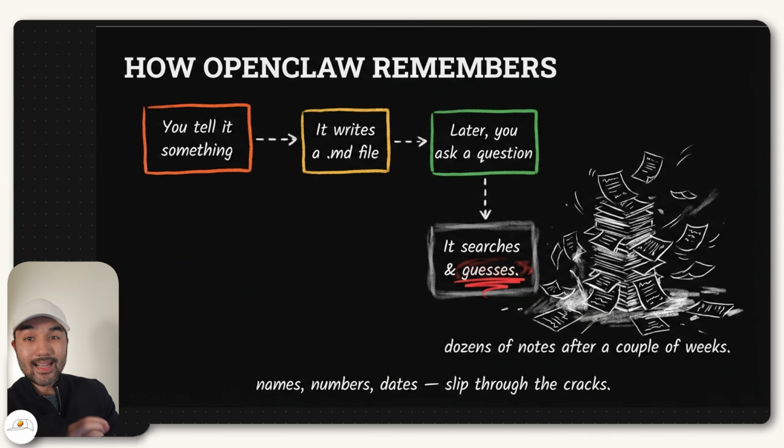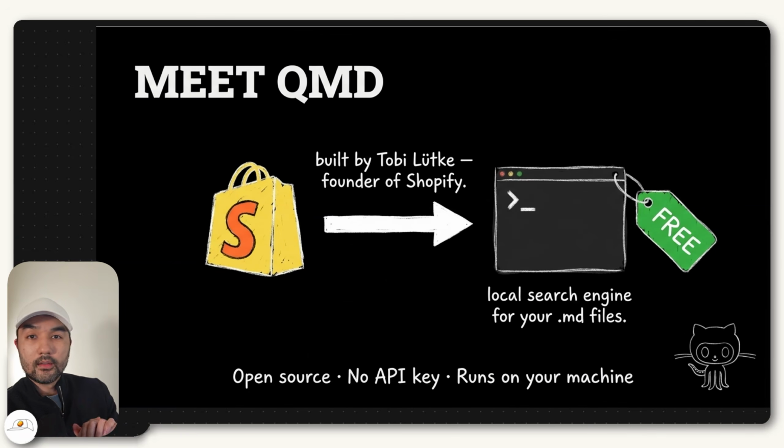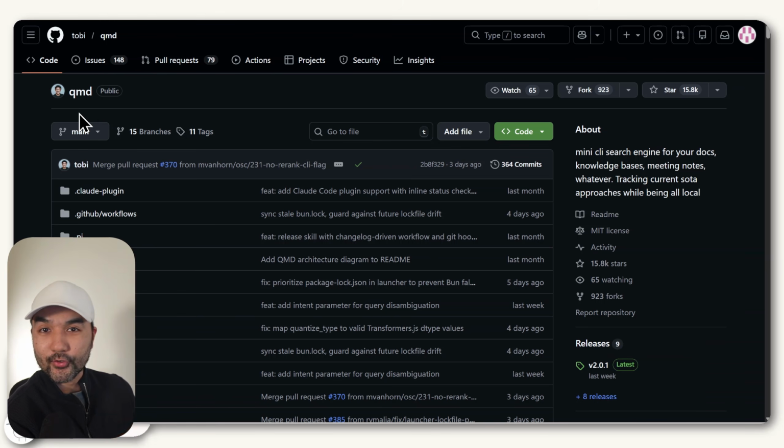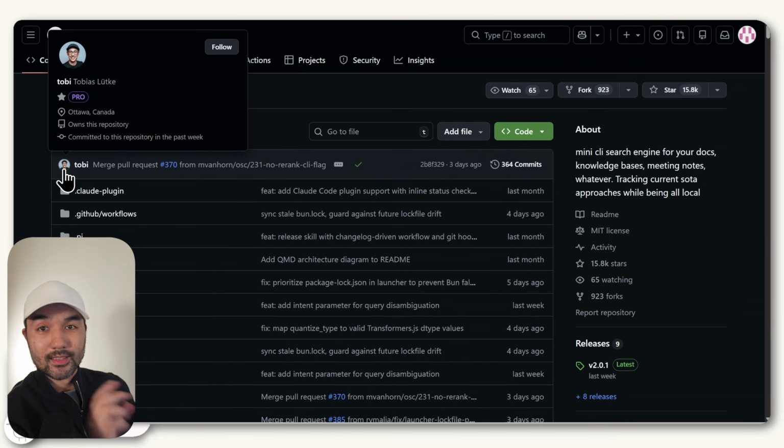But the great news is there's actually a solution to this, and it is entirely free. That solution is called QMD. Now, QMD is probably short for something like Query My Documents, though Toby, the creator of it, never officially said that. It's essentially a local search engine built specifically for markdown files, exactly the kind of files that OpenClaw stores your memory in. This QMD plugin, which is completely open sourced on GitHub, was built by Toby, the founder of Shopify. He open sourced it and put it on GitHub for free. You don't need an API key, you don't need an extra subscription, and it runs entirely on your machine.